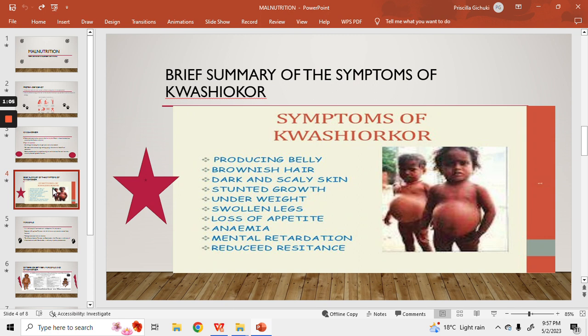A brief summary of the symptoms of Kwashiorkor: swollen belly, brownish hair, dark and scaly skin, stunted growth, underweight, swollen legs, loss of appetite, anemia, mental retardation, reduced resistance.